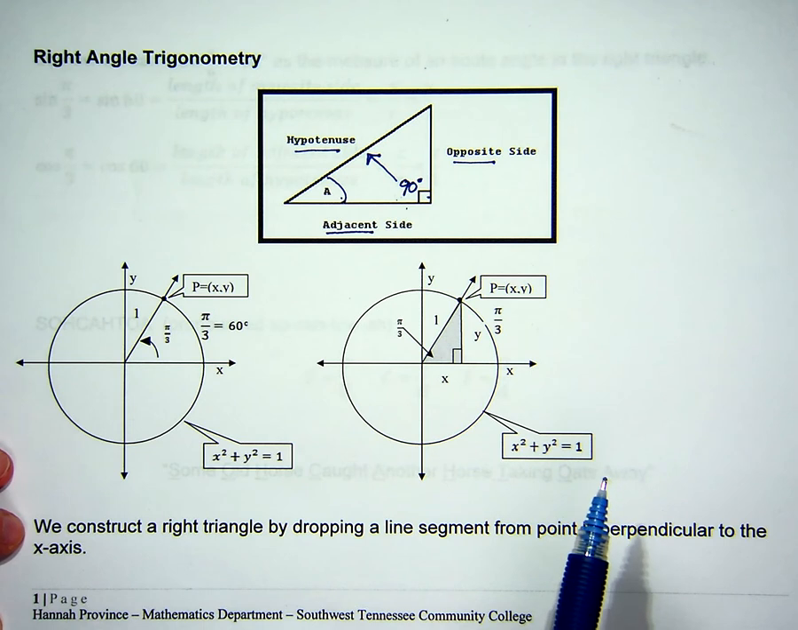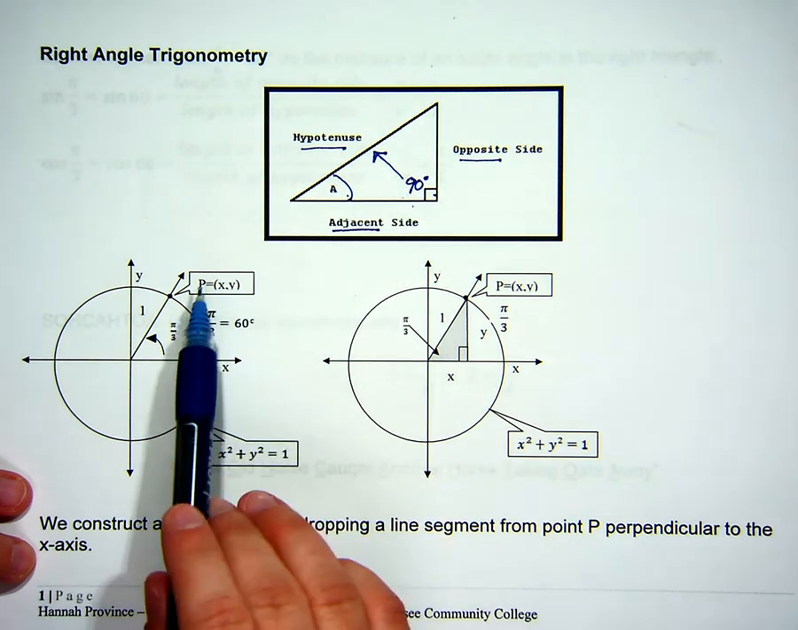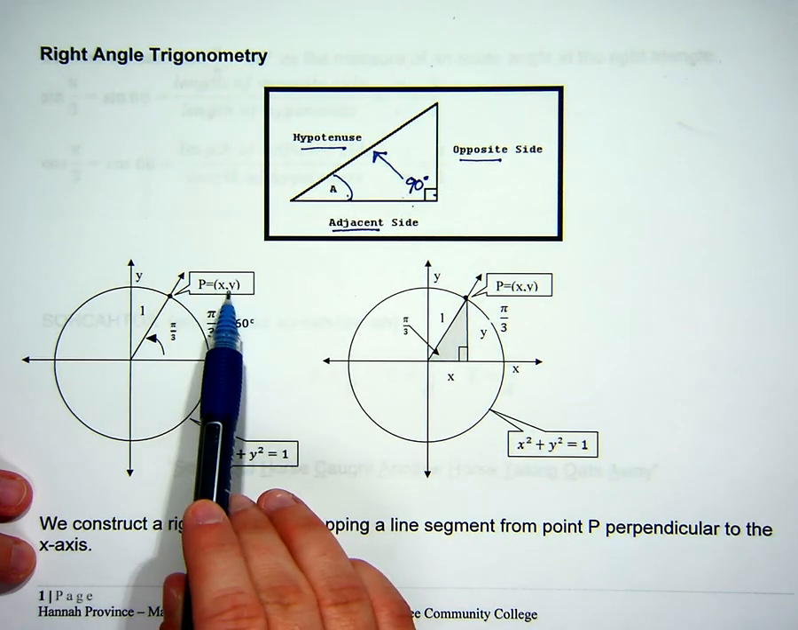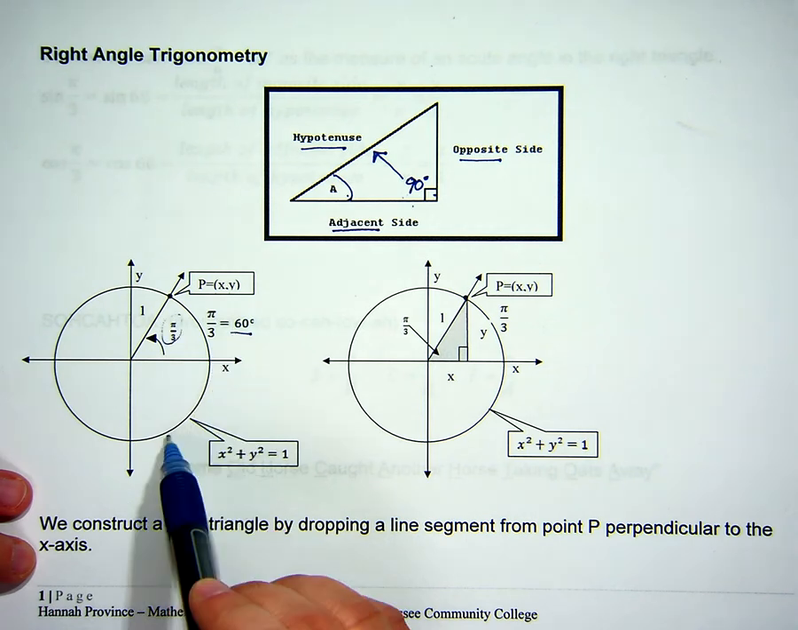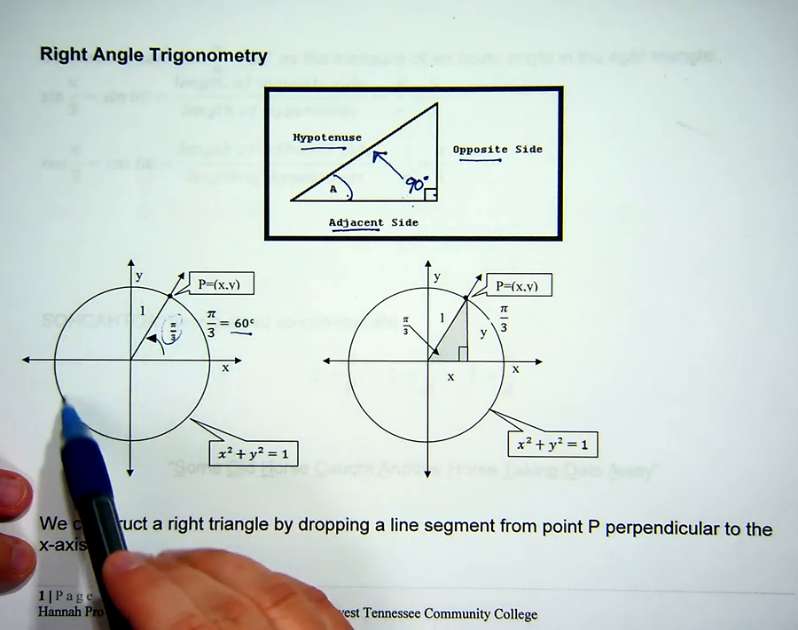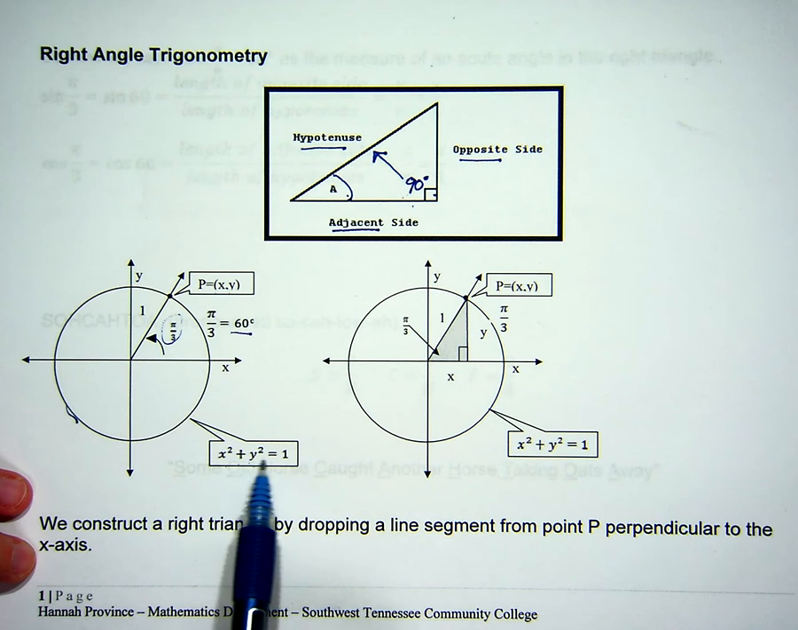So here, for example, we can reiterate the idea of this triangle. If you have a point (x, y), let's say your angle is pi over 3 or 60 degrees. The equation of the outside perimeter, the equation of the circle here, is x squared plus y squared equals 1, because the circle is centered here at the origin.